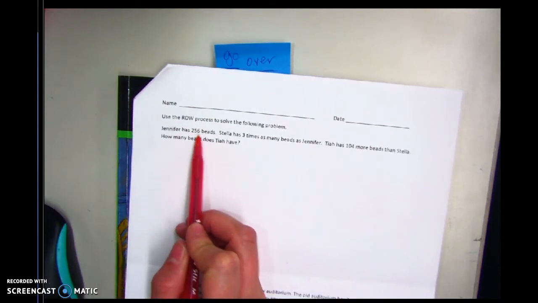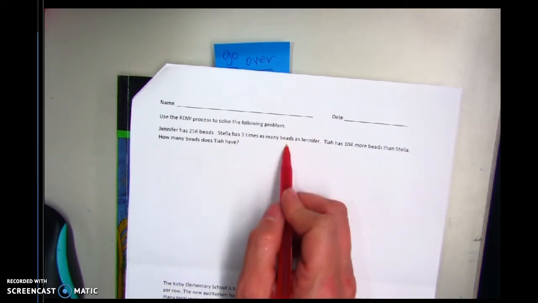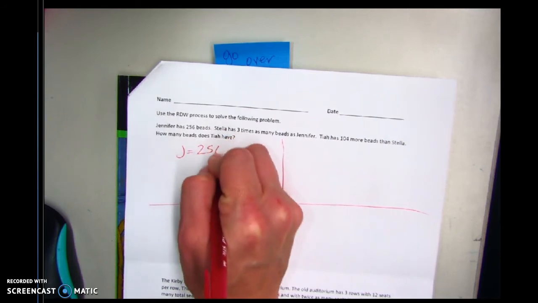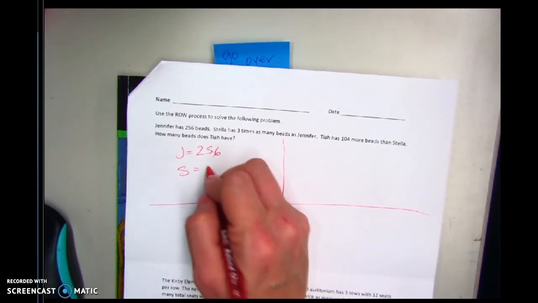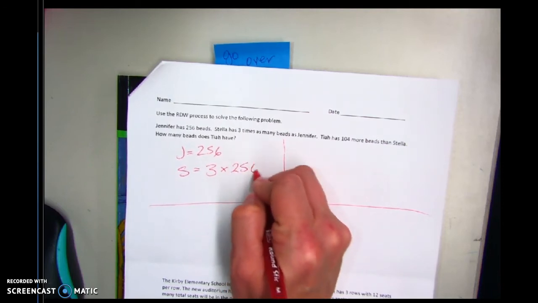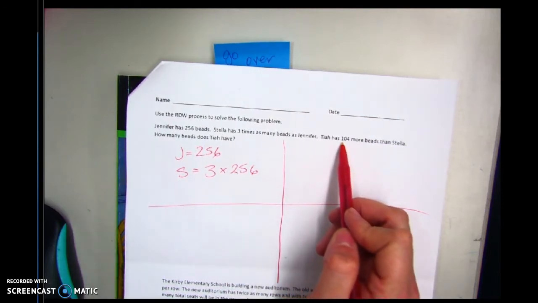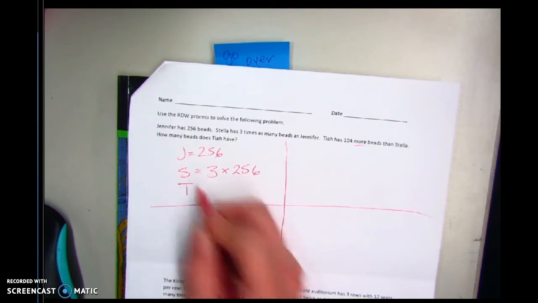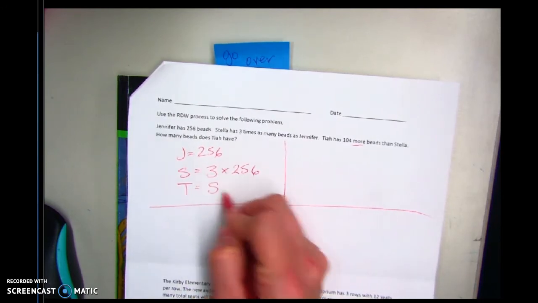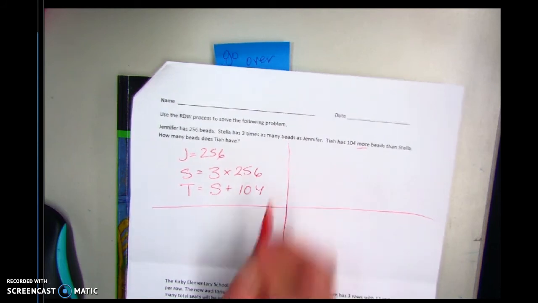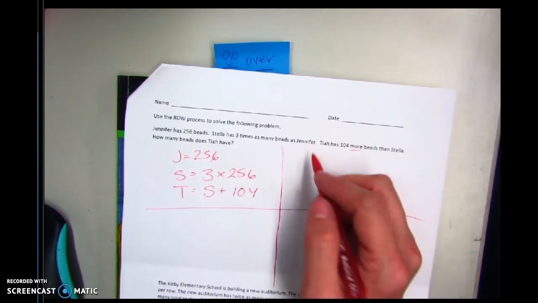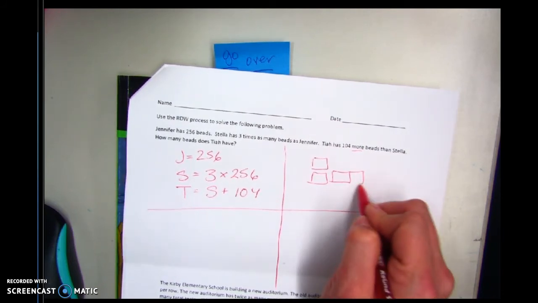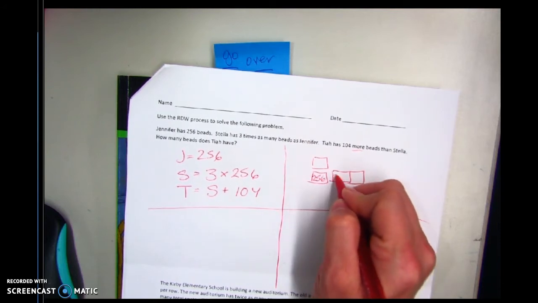Jennifer has 256 beads. Stella has 3 times. This is where we definitely want to use that model that we've been doing. J is 256. Stella is 3 times that. Tia has 104 more beads than Stella. So for Tia, I have to have S plus 104, not subtracting it this time. So I know what J is. I know that S, should have those connected, it's going to be 3 times that.